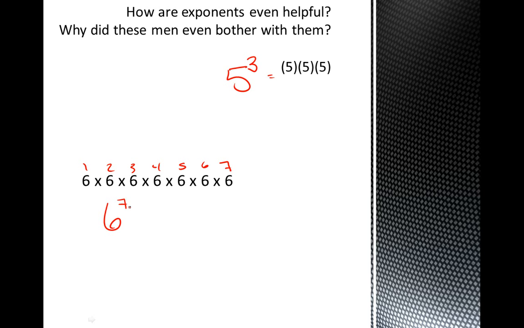And why did these men bother with them? Because they did not want to keep writing down these types of things over and over and over again. But they could write it much shorter this way. So I'm sure you guys will appreciate that to a certain degree. So 7 to the 4th. This is not equal to 28. This is equal to 7 times 7 times 7 times 7.